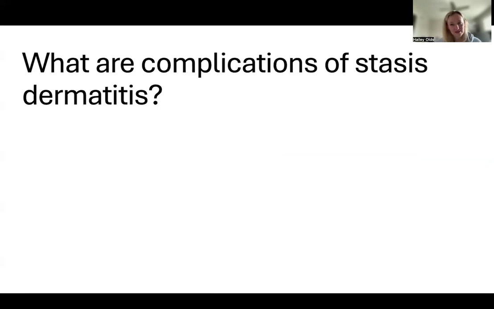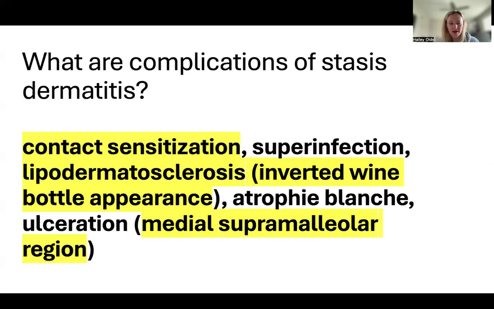What are complications of stasis dermatitis? So I just told you ulceration is one. You can also get superinfection of it, contact sensitization. So these patients can develop allergies to things like lanolin or topical antibiotics, lipodermatosclerosis, which is a form of panniculitis. And then with the ulceration, it's most commonly at the medial supramalleolar region, so right above your medial malleolus.